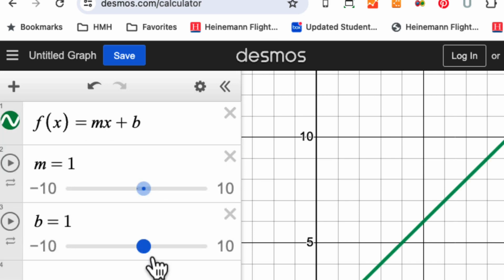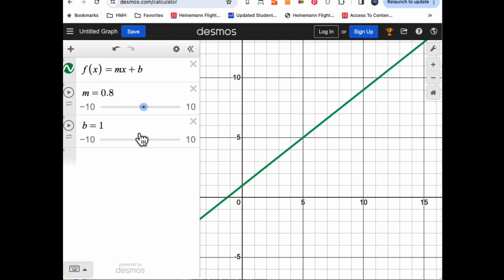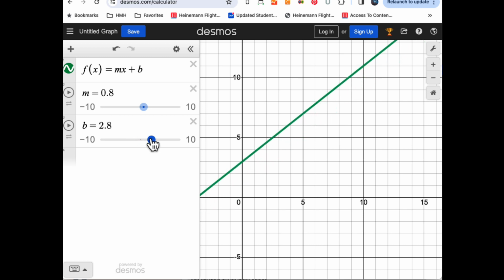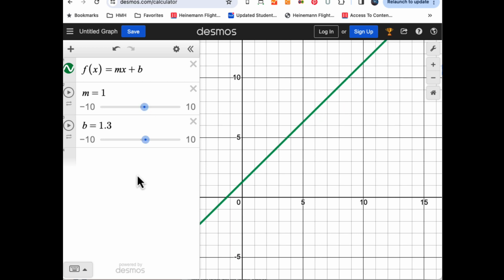You will see sliders for m and b. Change their values to see the effect on the graph. For now, set m equal to 1 and set b equal to 0.